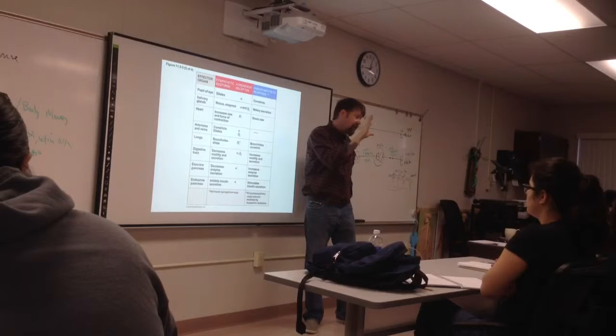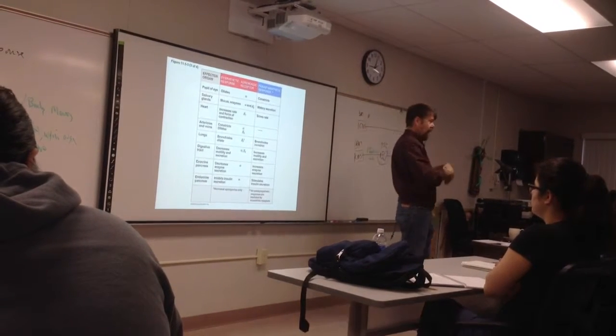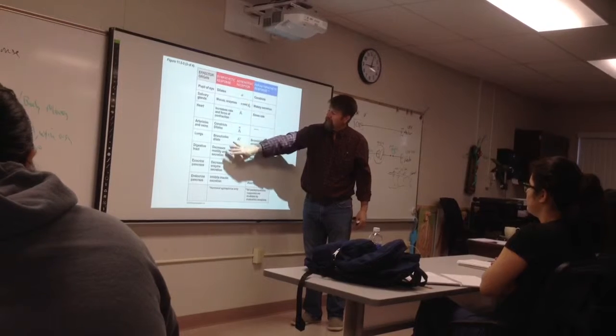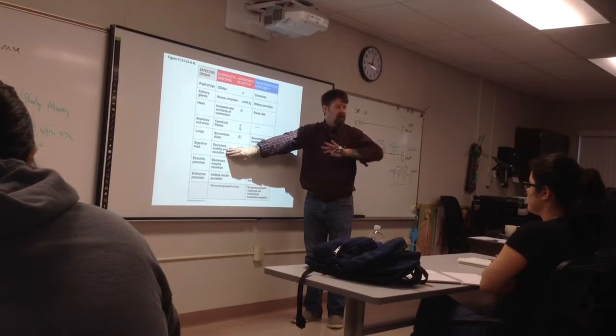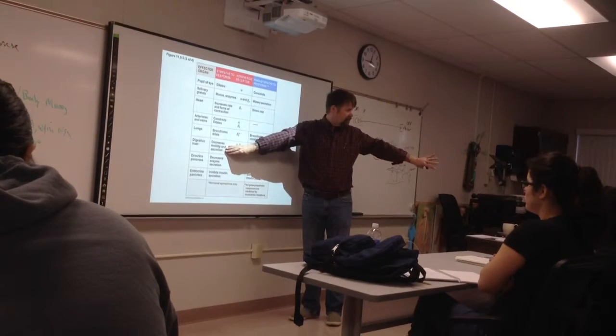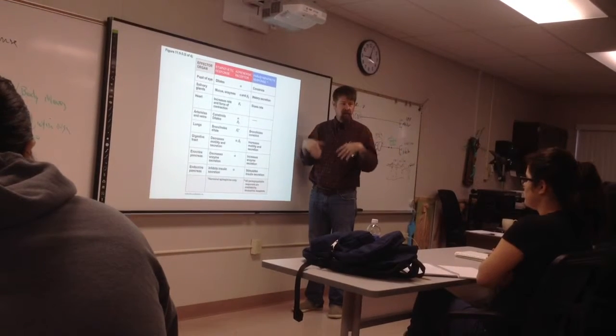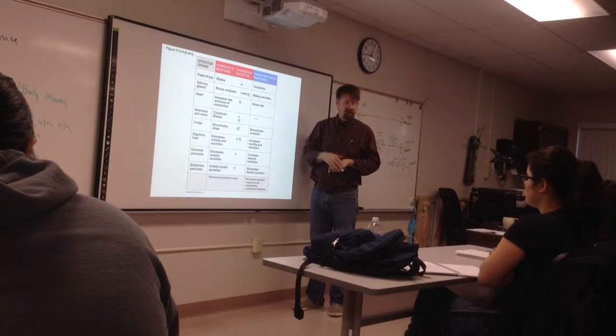Bronchioles dilate with sympathetic to get more air, more oxygen, you need more oxygen. Right. Digestive tract, sympathetic inhibits the digestive tract so that we can send all the blood to the muscles. Parasympathetic increases the digestive tract so that we can get blood to the digestive system to do digestion.